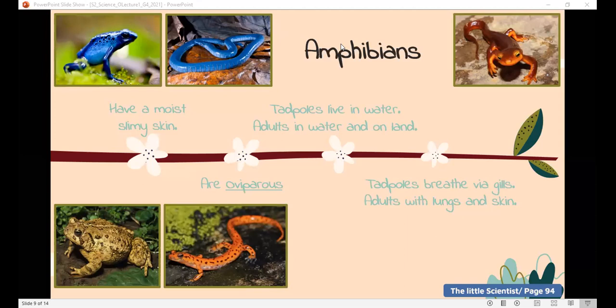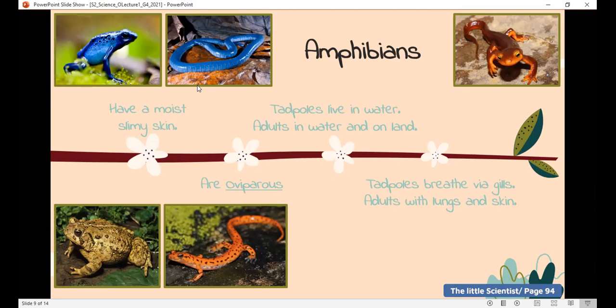Yalla Tala. This question is for Tala and Maryam. Are amphibians cold-blooded or warm-blooded animals? Maryam, Tala. Warm-blooded.